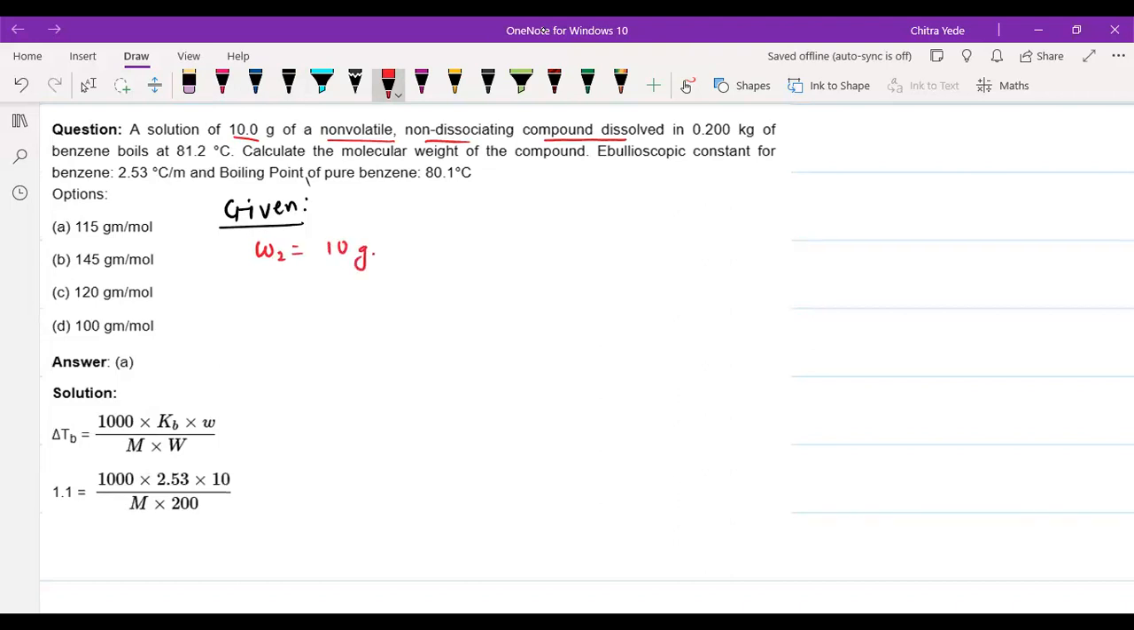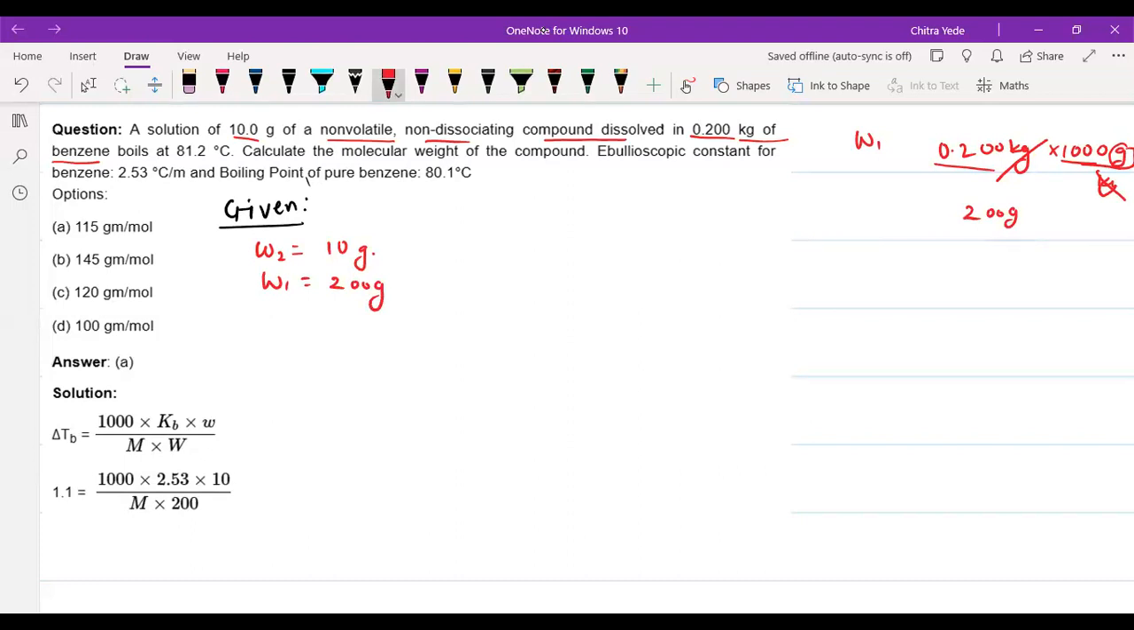10 gram dissolved in 0.200 kg of benzene. Benzene means the solvent. So if it is the solvent, then it is W1. W1 is given in 0.200 kg, but we want to have it in gram. So for that we have to multiply it by 1000 gram per kg. So kg and kg will get cancelled, and now we will get the answer in gram. So 1000 into 0.2 will be 200 gram. So now we have W1 equals 200 gram.